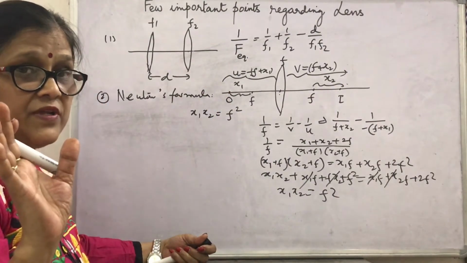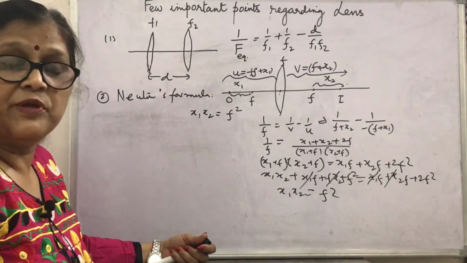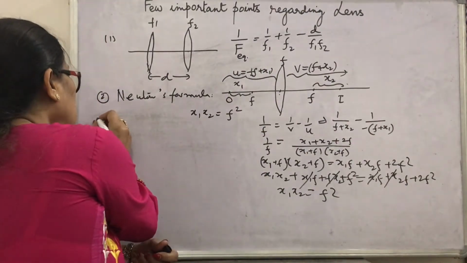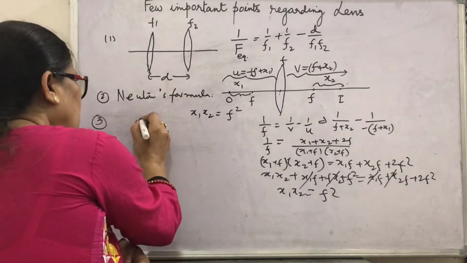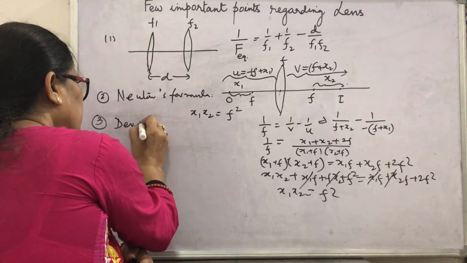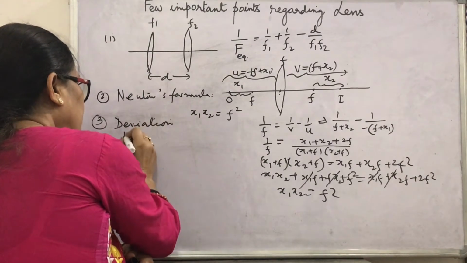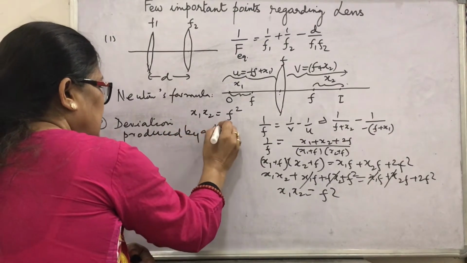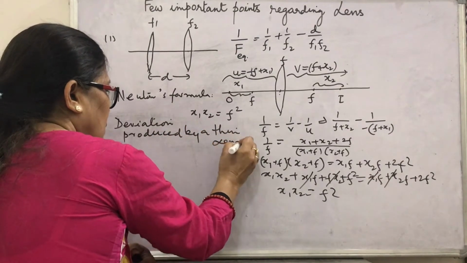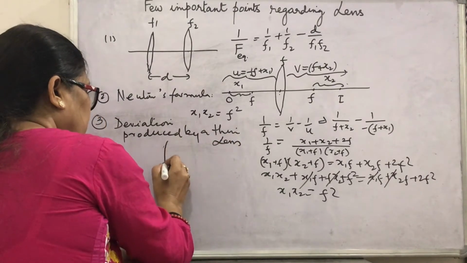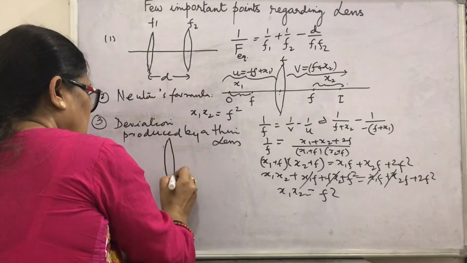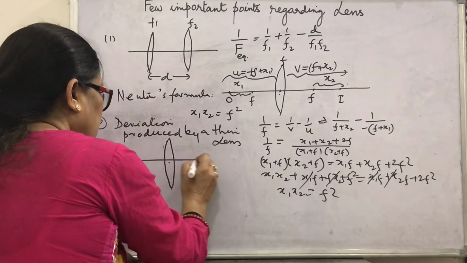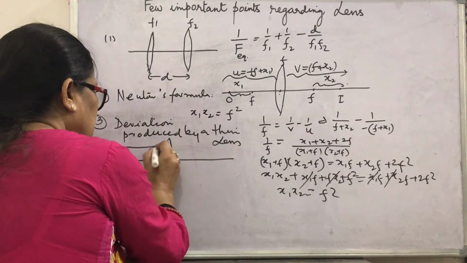Third point, regarding deviation produced by a thin lens. How will you show it if this is a thin lens? The first case I am discussing is for the ray coming parallel to the principal axis.